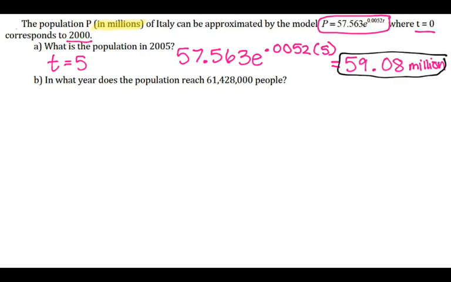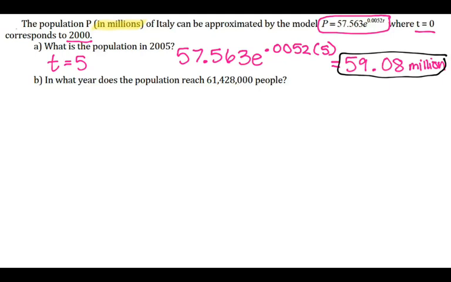All right. In what year does the population reach 61,428,000 people? Initially I highlighted the phrase "in millions" because your formula is condensed, meaning that you will not see the entire number when we're talking about it in terms of millions. So this 59.08 actually represents 59,080,000.